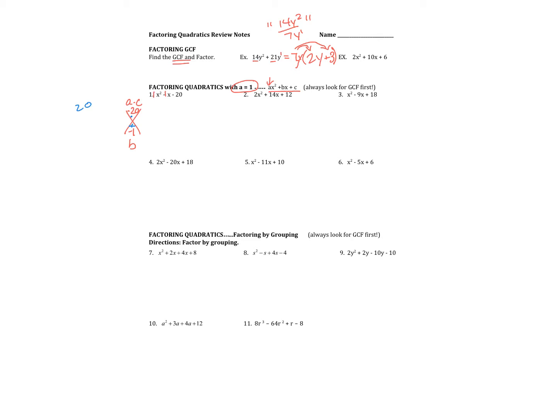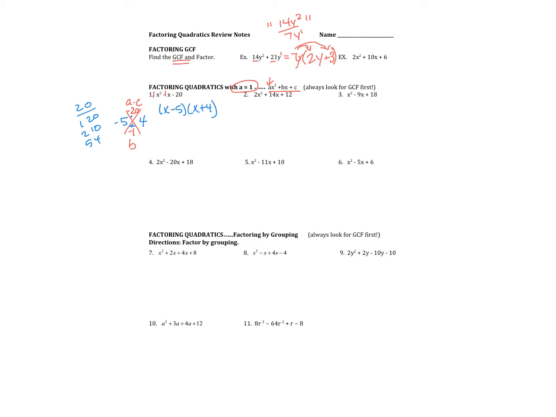So when I think about the factors of 20, I think about 1 and 20, 2 and 10, 5 and 4. And the only pair that could possibly give me the negative 1 would be the 5 and the 4. So if I did negative 5 times 4, I'd get negative 20. And negative 5 plus 4, I'd get negative 1. Those are the numbers that go into my parentheses and finish off my factoring problem. Notice we are not asked to solve, we're just asked to factor.